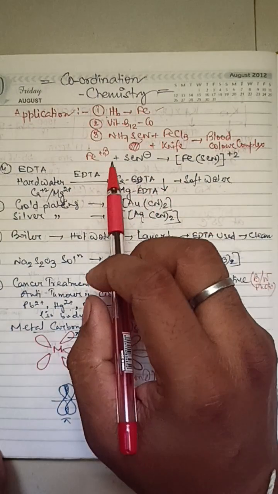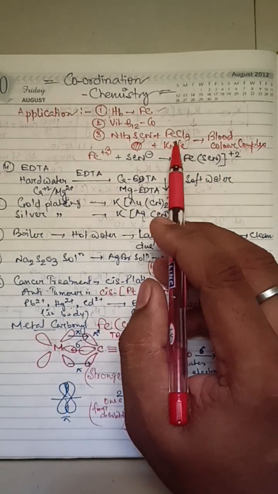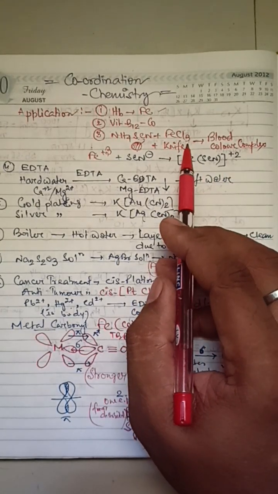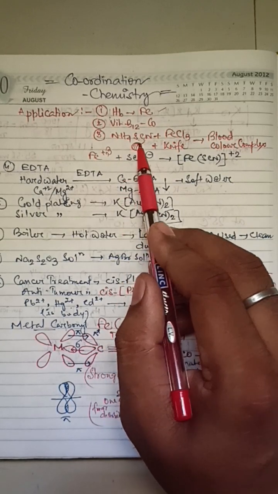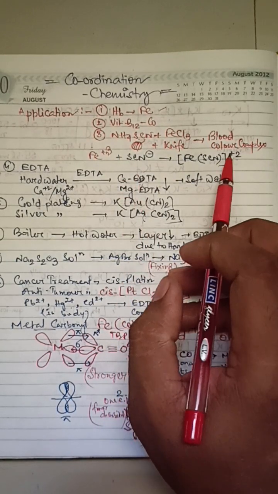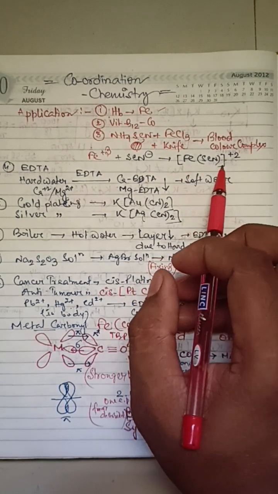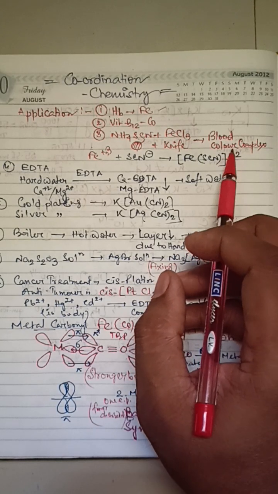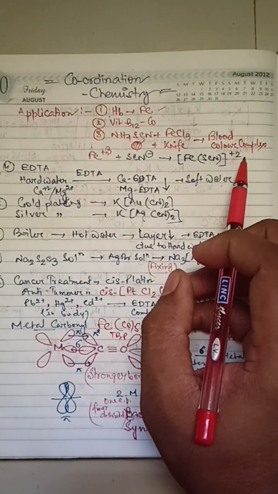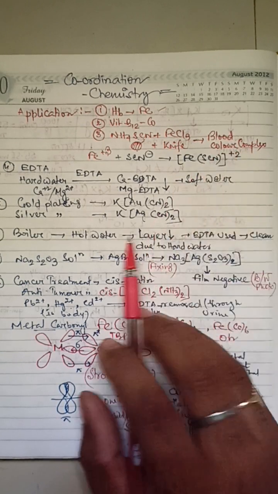That means if a knife containing FeCl3 ion reacts with ammonium thiocyanate, it forms a red color. This type of complex, [Fe(SCN)]2+, is blood colored, just like real blood.